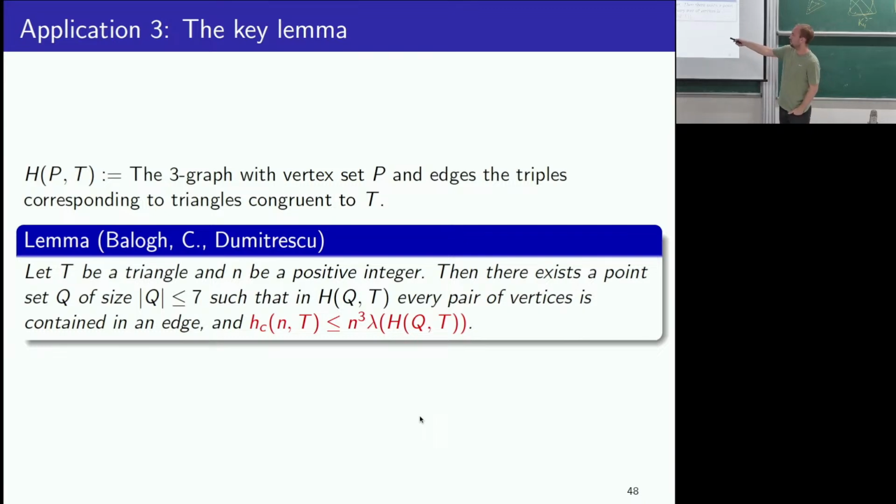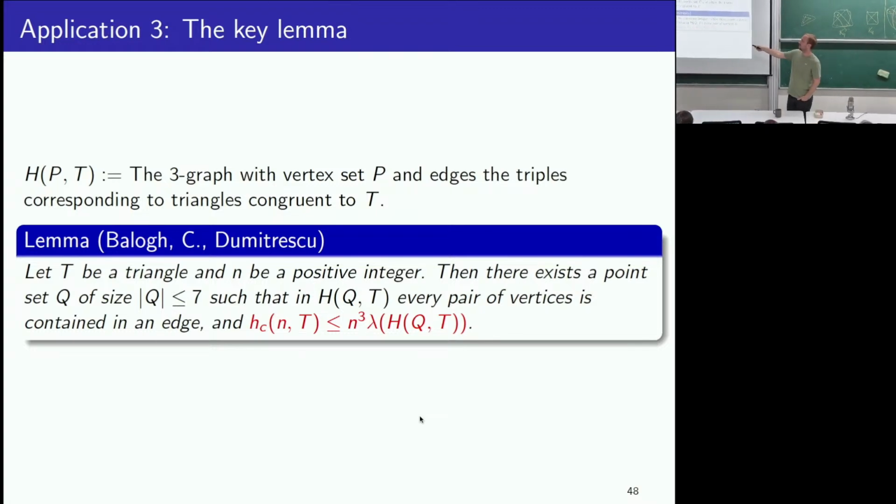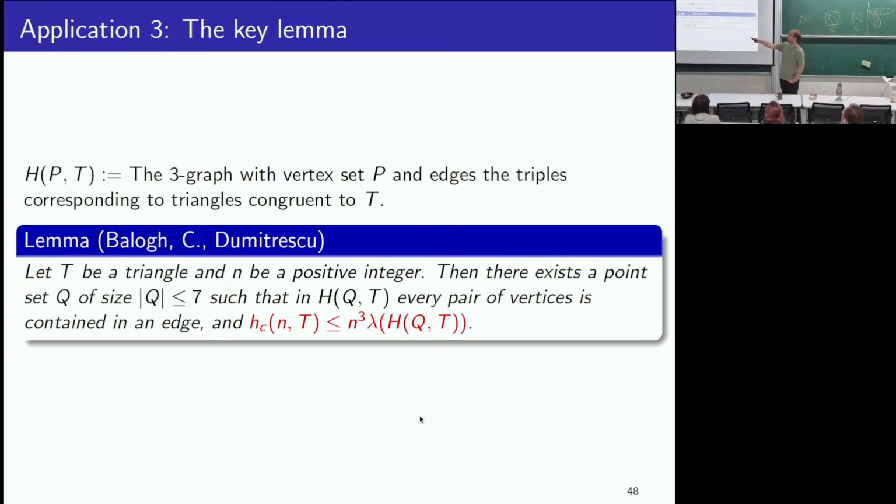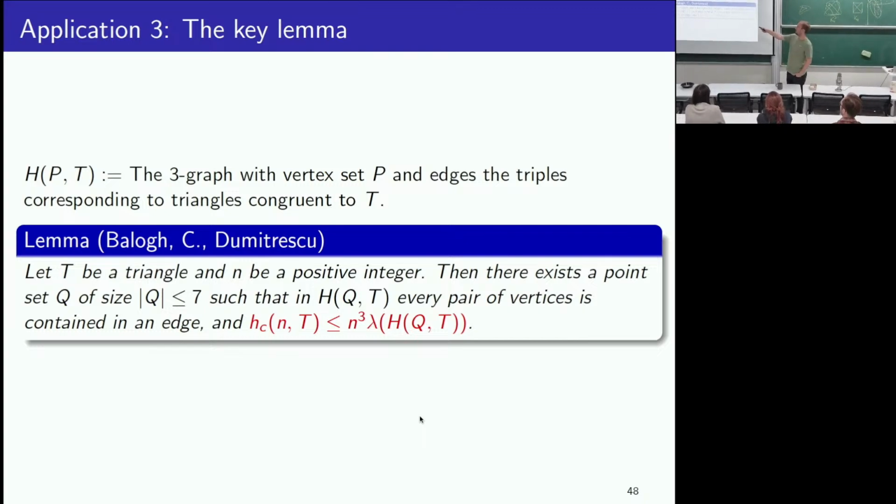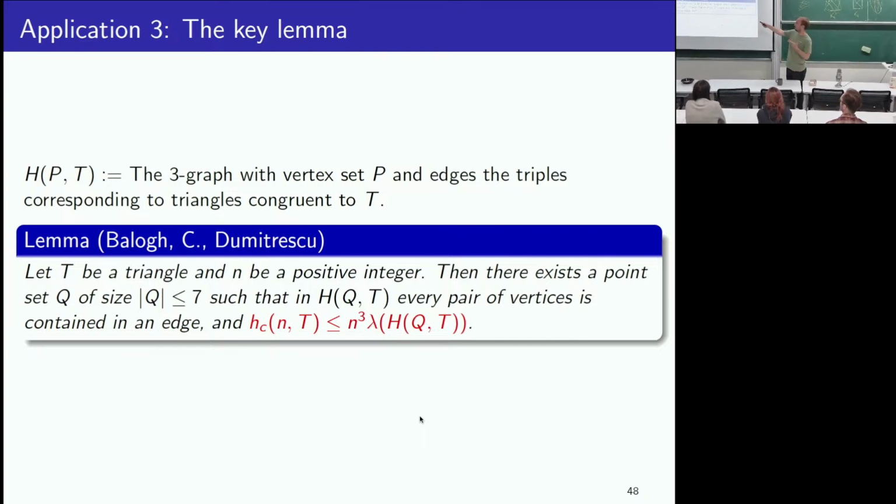Again, I will be working with an auxiliary 3-graph, but I will be working with an exact auxiliary 3-graph. With this I mean I take the 3-graph with vertex set P, I have some given vertex set, and the edges are triples which are coming from triangles which are exactly congruent to T. So whenever I have this quantity here, there's no epsilon looseness, it is only those which are exactly congruent to T.